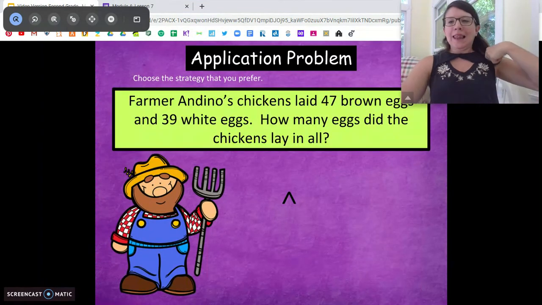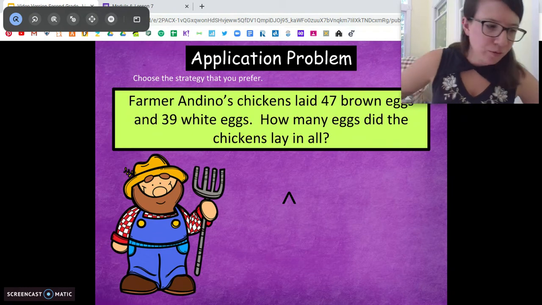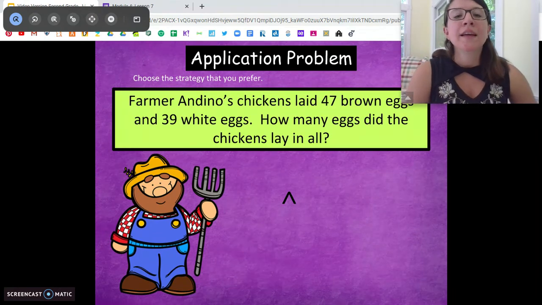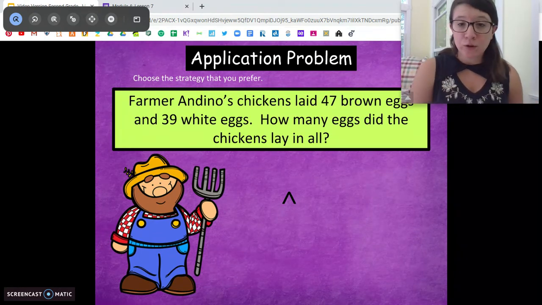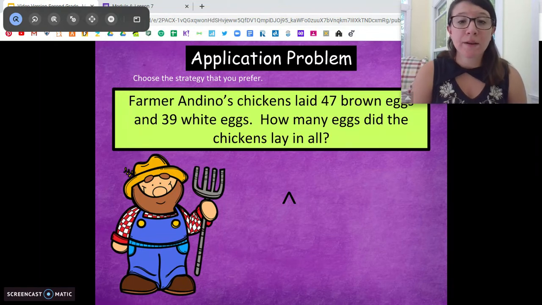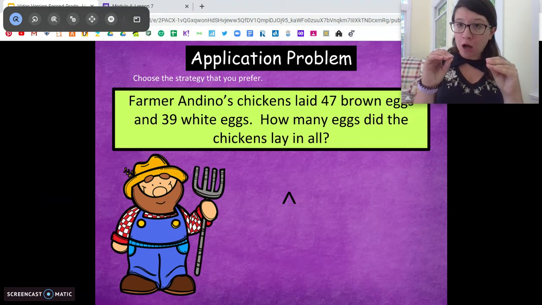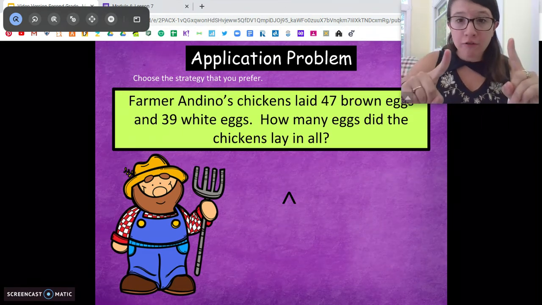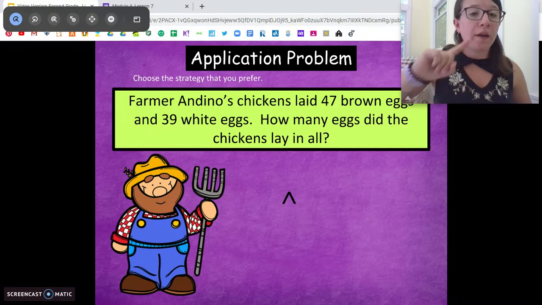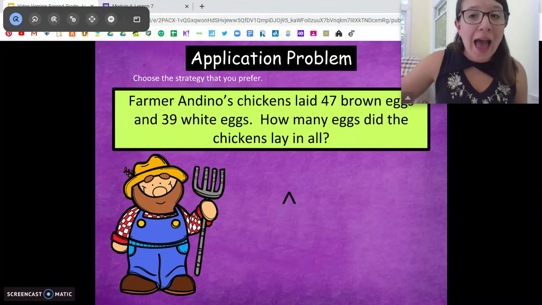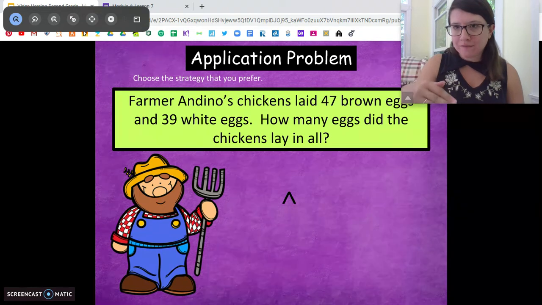Awesome. All right, let's get our paper and pencil out. Let's work through our application problem. It says, Farmer Andino's chickens laid 47 brown eggs and 39 white eggs. How many eggs did the chickens lay in all? Pause, don't solve. Talk to someone at home about what this question is asking you and how you can solve it. Don't solve it yet. Go.